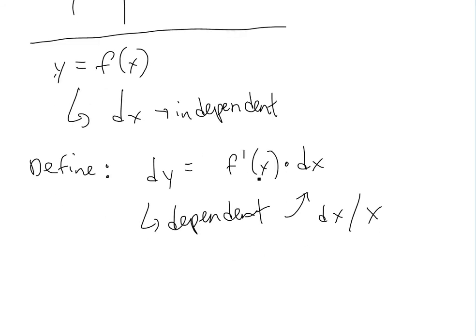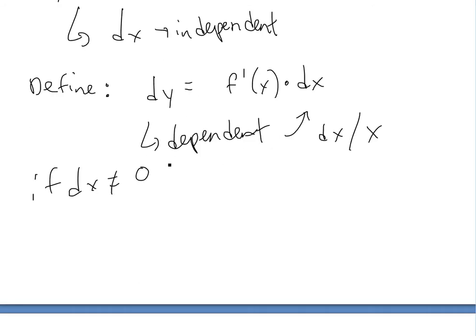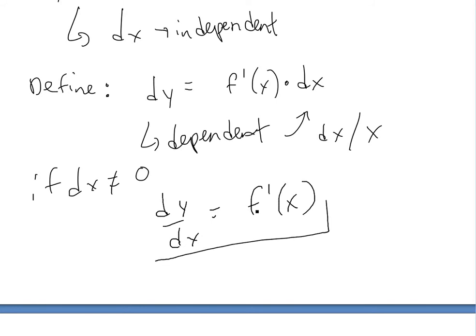And if dx is not 0, then if you divide both sides by dx, you get dy over dx is equal to f prime of x. That's the notation of the derivative we're used to. So that's all it is, but we're going to shift this over and solve for dy.